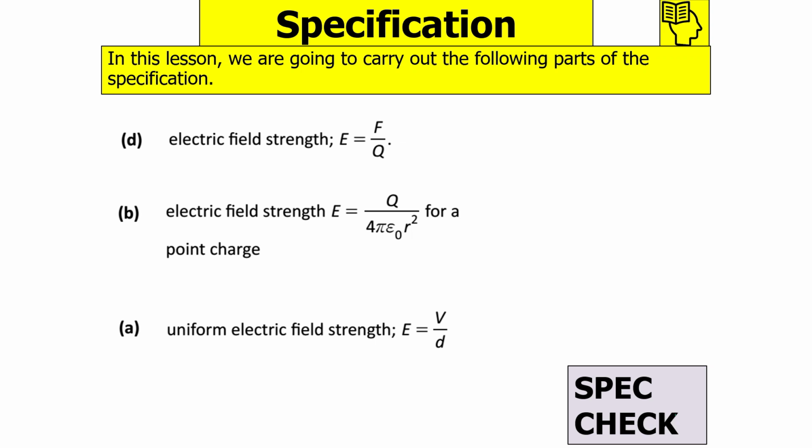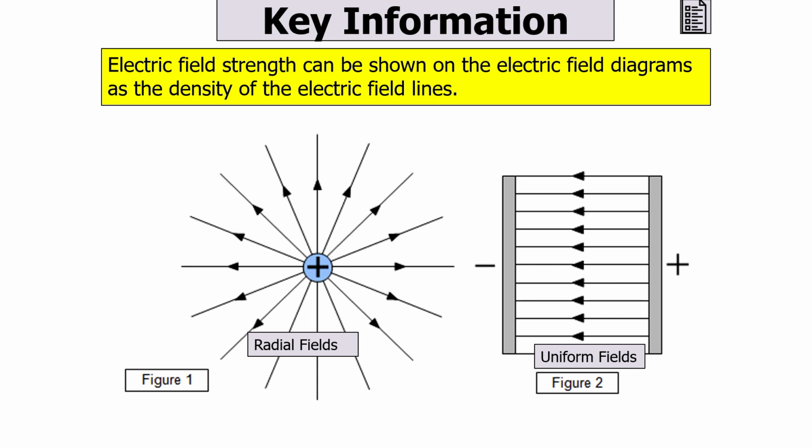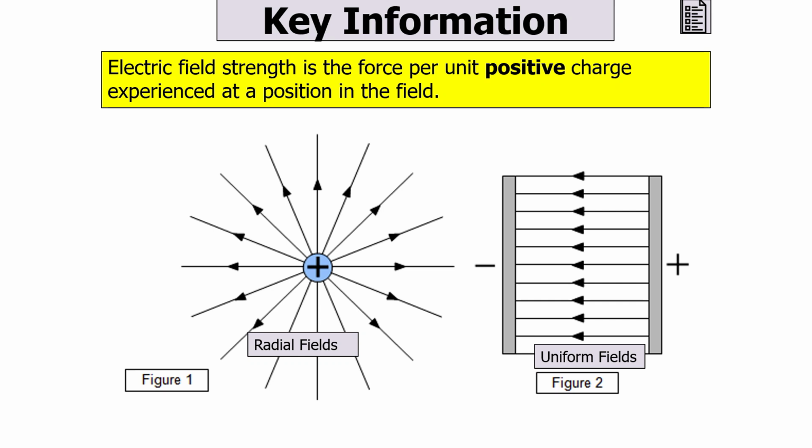So in this lesson, we're going to be looking at the following parts of the OCR A-Level Physics. Now, electric field strength can be shown on the electrical field diagrams as the density of the electric field lines. We can define electrical field strength as the force per unit positive charge experienced at a position in the field.